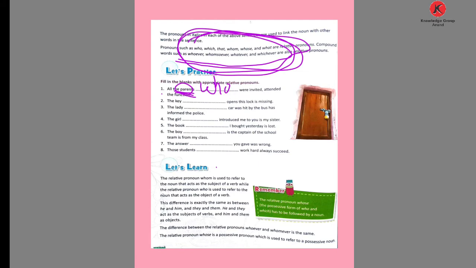All the parents who were invited attended the function. So in the first, who is the correct answer? Number second, the key. Here the key is a thing. Here parents are noun, so here use who. The key blank opens this lock is missing. So the key is a thing, so here we write which. In the second we use which. The key which opens this lock is missing.